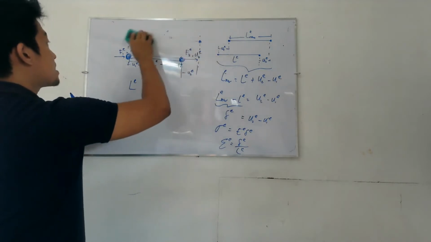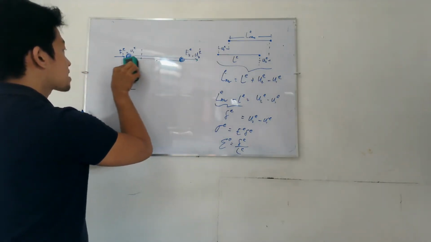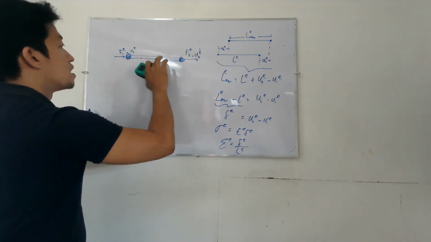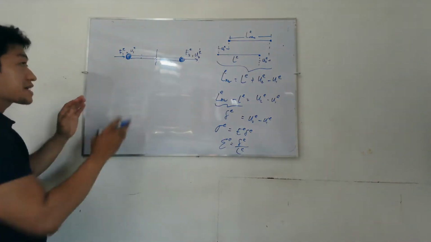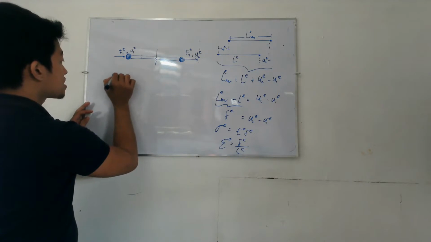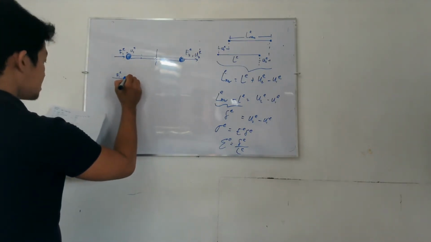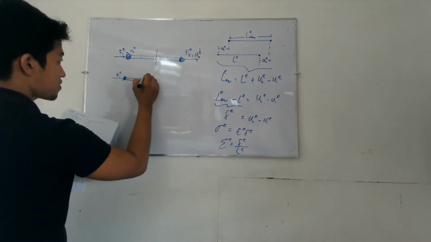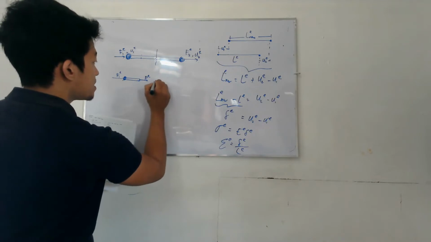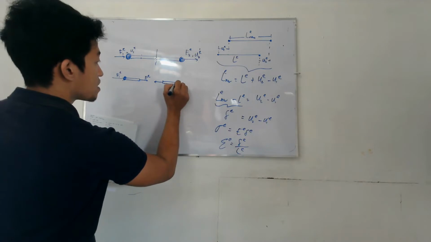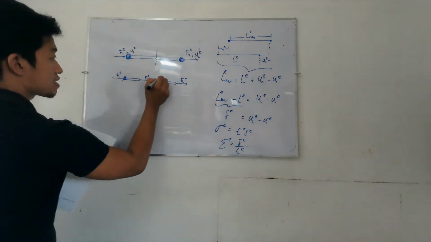So if we go back to our original drawing, if this is in equilibrium, we have F1 to the E, and then F2 raised to E. The internal forces cancel out.